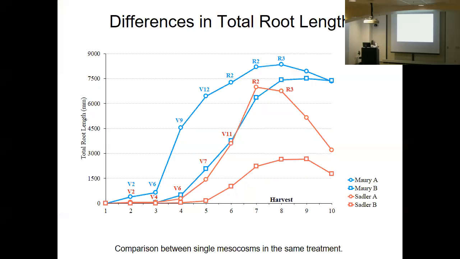And that does translate to differences in total observed root length. And again, this is only what we can see. So the Mori treatments in total for the A and B horizon exceeded just over 15 meters of roots that we could trace and quantify, whereas the Sadler system only had about 8 meters of roots. So that's a difference in what area of the soil they can explore and begin to get nutrients from.